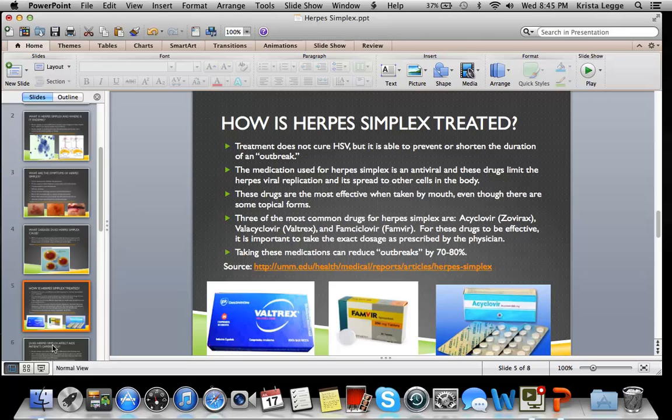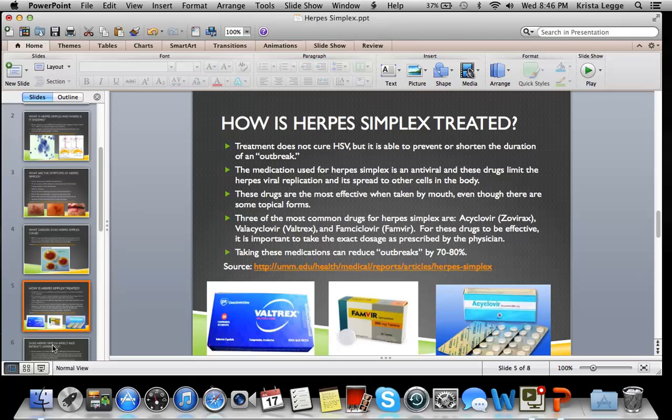The type of medication used for herpes simplex virus is an antiviral, and these are drugs that limit the herpes viral replication and its spread to other cells in the body. These drugs are available in both oral forms and topical ointments, but they are most effective when they're taken by mouth. Three of the most common drugs that are used for herpes simplex are acyclovir, valacyclovir, and famciclovir.